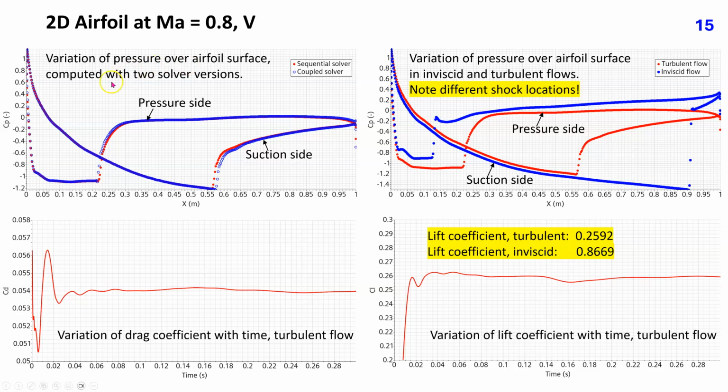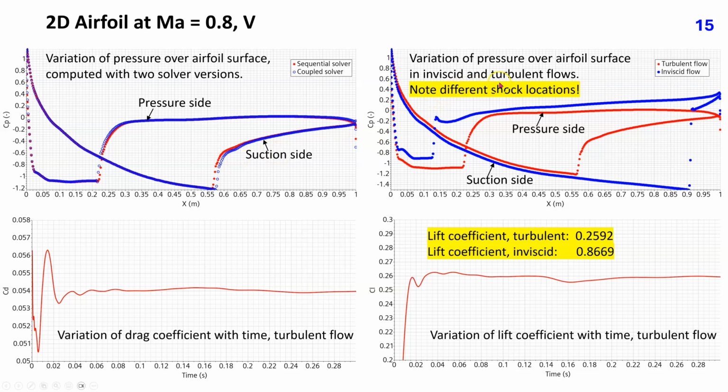This plot shows the comparison of pressure variation over airfoil surface computed with sequential and coupled solver in SimCenter Stasis and Plus software. The results differ slightly in the position of shocks, but this may be due to the fact that shocks move slightly back and forth in the unsteady simulation, and the plots represent an instantaneous solution.